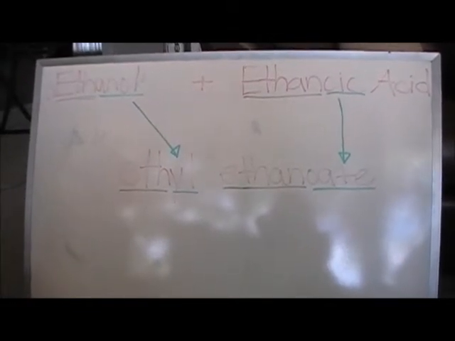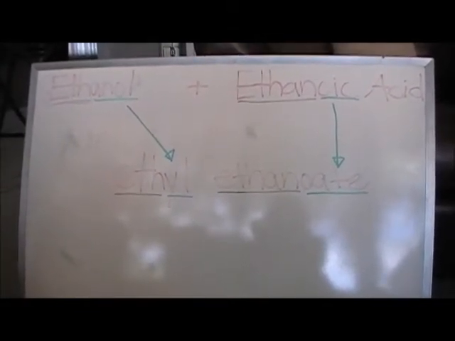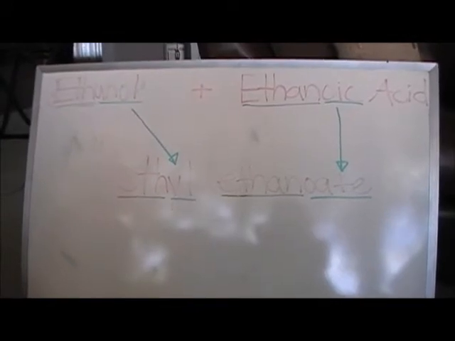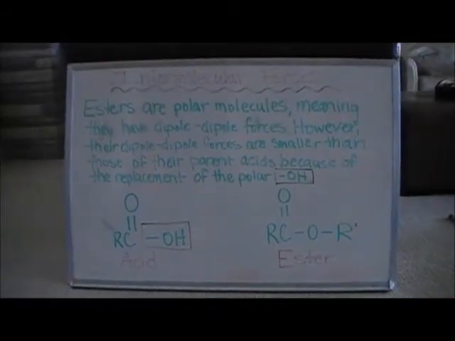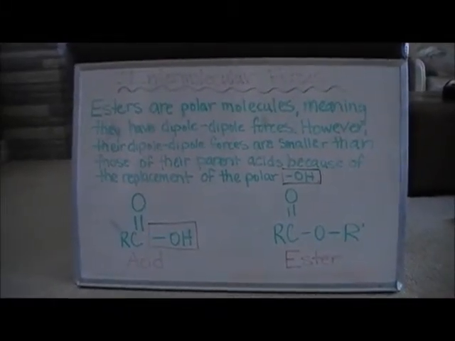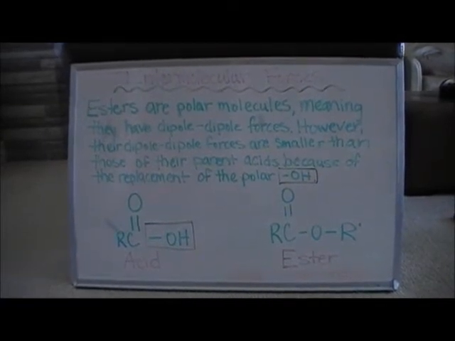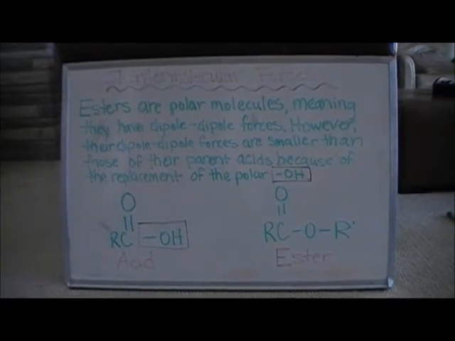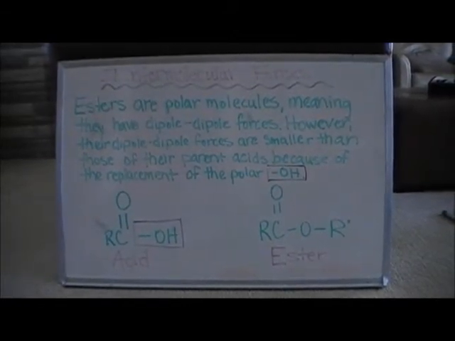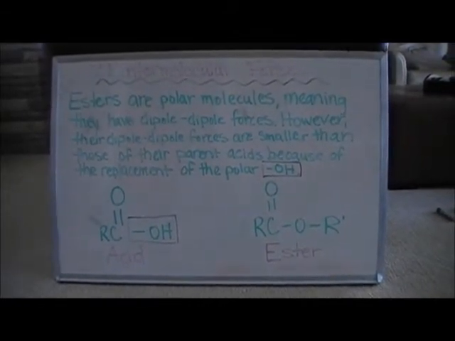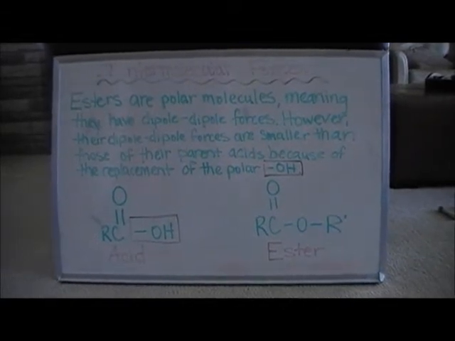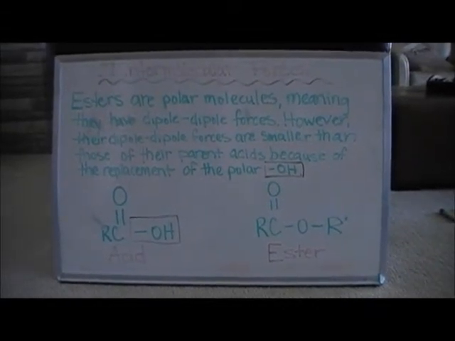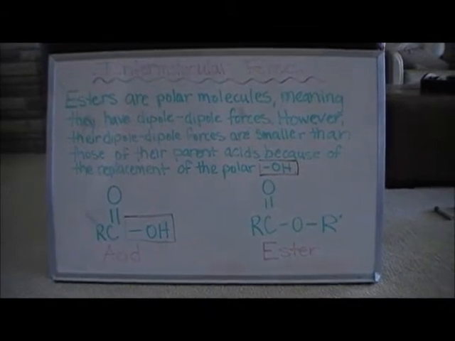An additional example is ethanol and ethanoic acid become ethyl ethanoate. Now looking at the intermolecular forces, esters are polar molecules, meaning they have dipole-dipole forces. However, their dipole-dipole forces are smaller than those of their parent acids because of the replacement of the polar OH. As you can see below, the acid contains the functional group OH, whereas the ester does not.